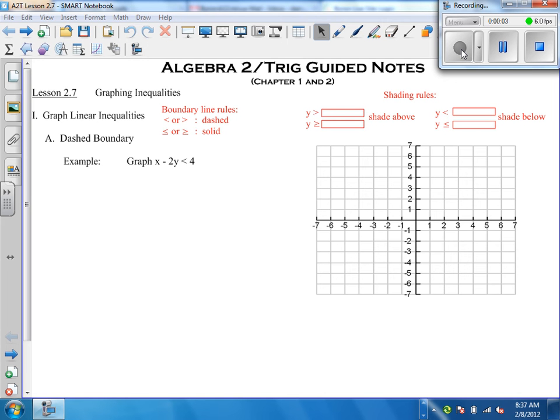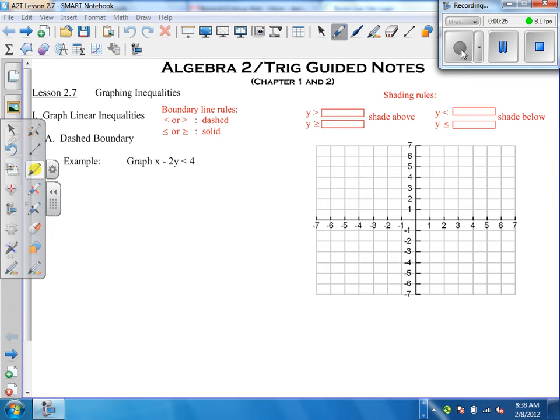In lesson 2.7, we're going to look at graphing inequalities. Some rules that we need to review for graphing inequalities. First of all, some are going to be linear inequalities, we're also going to look at absolute value inequalities. But the boundary line rules, or boundary line when it's linear, you need to use dashed lines sometimes, solid lines sometimes. So these are the rules, and you need to get these in your notes.